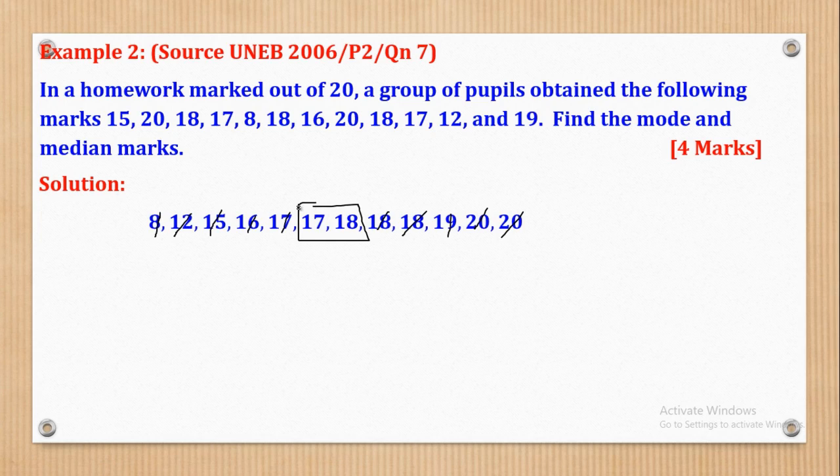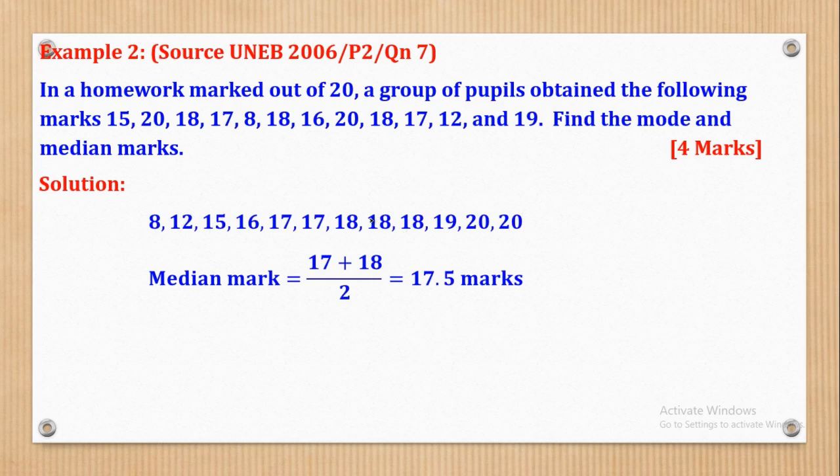Therefore I'll come and say that the median is equal to 17 plus 18 over 2, which is 17.5 marks. So basically that's how they get the median. Now we shall go to the mode. Mode, remember, is the number with the highest frequency.